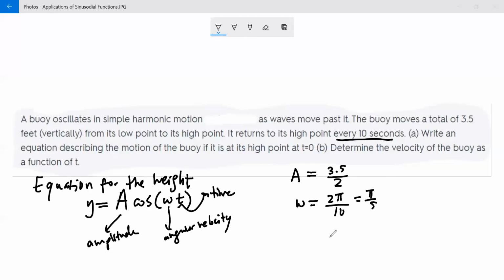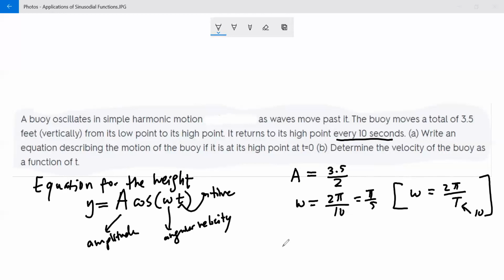The angular velocity must be converted from the given period, 10 seconds, using this formula. So for this particular step, I use this: the angular velocity equals 2 pi divided by T, and this T here is 10. So I use that, and now for the next step.